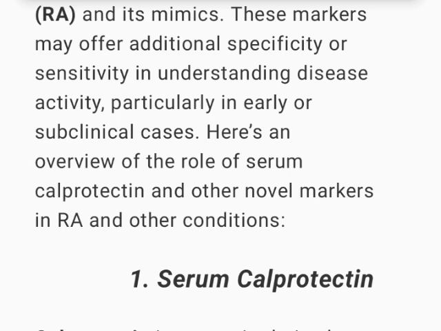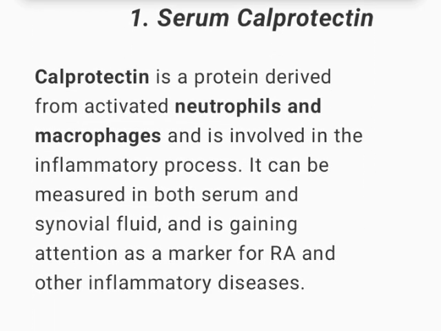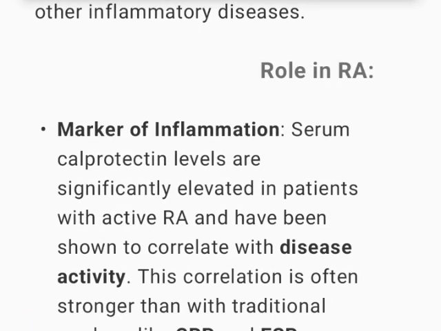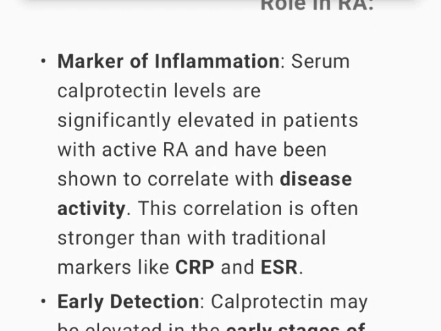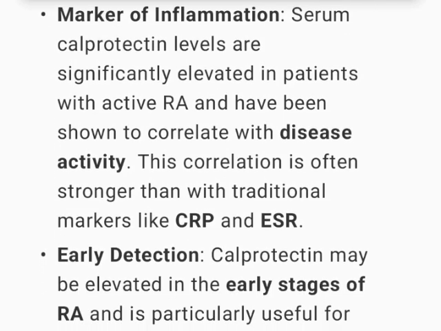1. Serum calprotectin. Calprotectin is a protein derived from activated neutrophils and macrophages and is involved in the inflammatory process. It can be measured in both serum and synovial fluid and is gaining attention as a marker for RA and other inflammatory diseases. Role in RA. Marker of inflammation. Serum calprotectin levels are significantly elevated in patients with active RA and have been shown to correlate with disease activity. This correlation is often stronger than with traditional markers like CRP and ESR.